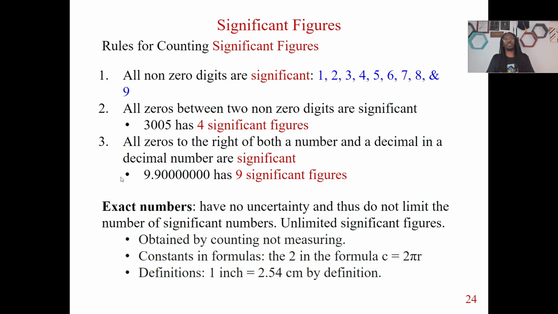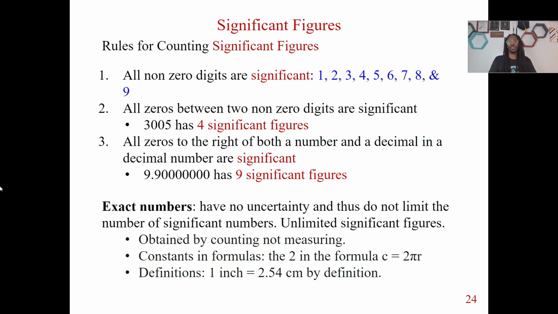Okay? And these are the 3 rules when it comes to counting sig figs, right? The first one is going to be easiest to remember. Basically, if it's 1 through 9, it's going to be significant. Number 2, all zeros that are between 2 non-zero digits are going to be significant. Okay? And then rule 3, if you have zeros towards the right of a number, but also a decimal, then they are significant. If it's not a decimal, they're not going to be significant. Or if it's not a number, you have to have both, right?